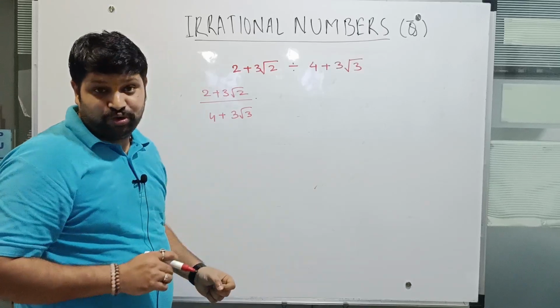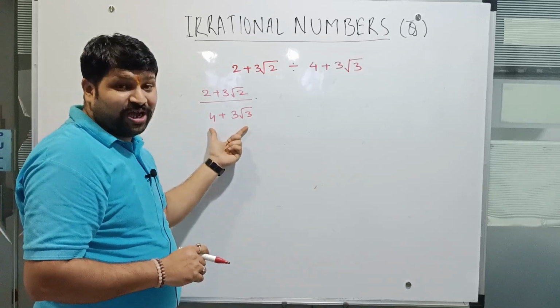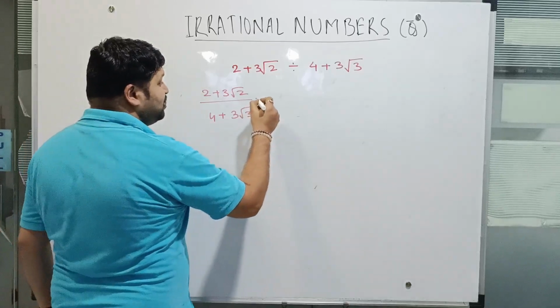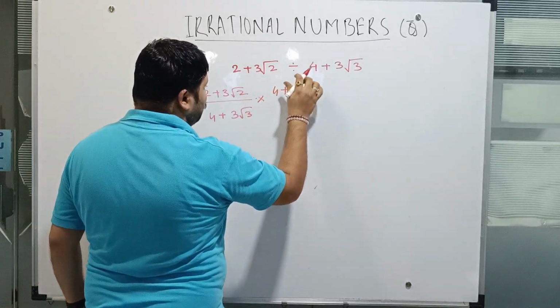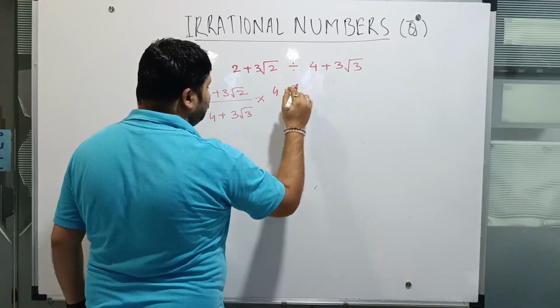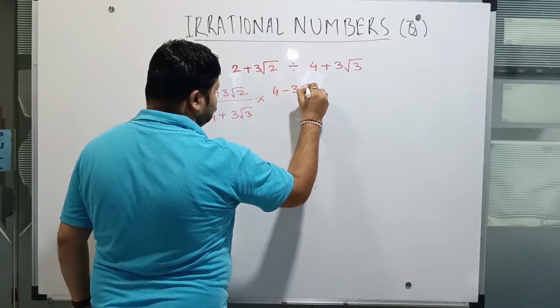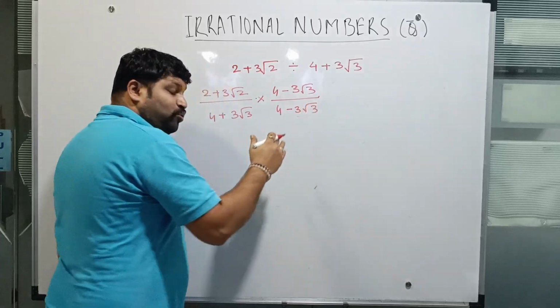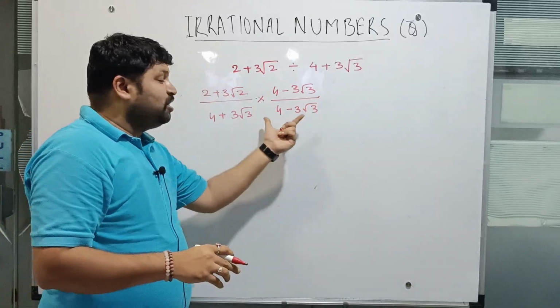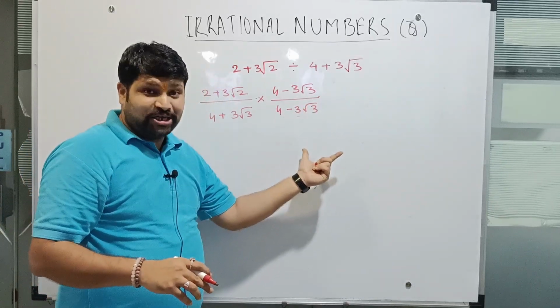So how are we going to do it? Now what would make this number rational? If I multiply the numerator and the denominator by 4 minus 3 root 3 divided by 4 minus 3 root 3. What would it do? It would make my denominator rational.